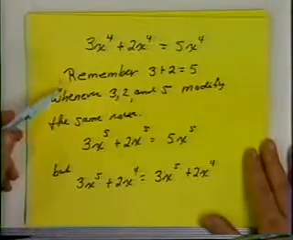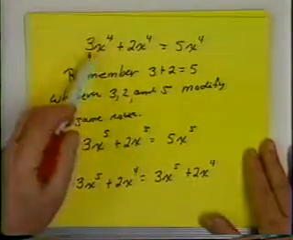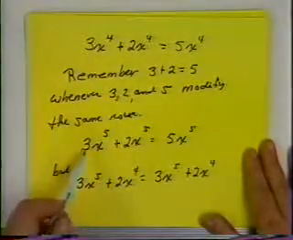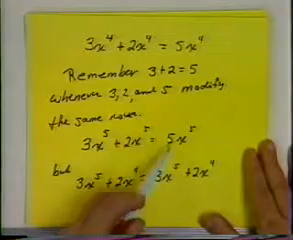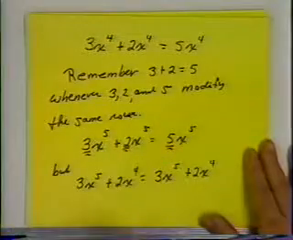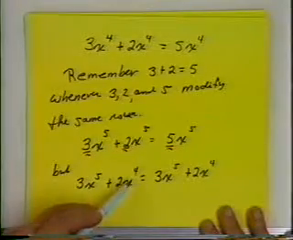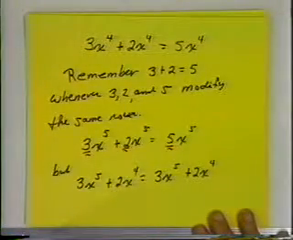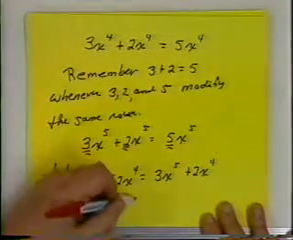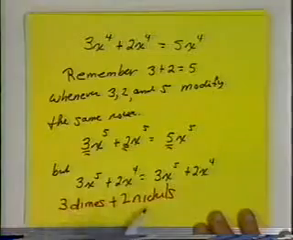Remember that 3 plus 2 equals 5 is true whenever 3, 2, and 5 modify the same noun. So for example, 3x to the fourth plus 2x to the fourth is what? 5x to the fourth. 3x to the fifth plus 2x to the fifth is 5x to the fifth. You see, because the 3 and the 2 are both modifying x to the fifth, so the answer is 5x to the fifth. However, if you're given 3x to the fifth plus 2x to the fourth, you cannot say 3 plus 2 is 5 in this case, in much the same way as our old example, when you have, say, 3 dimes plus 2 nickels, you cannot write this as 5 of anything. It's not 5 dimes, and it's not 5 nickels.